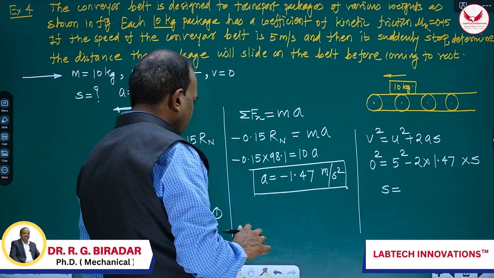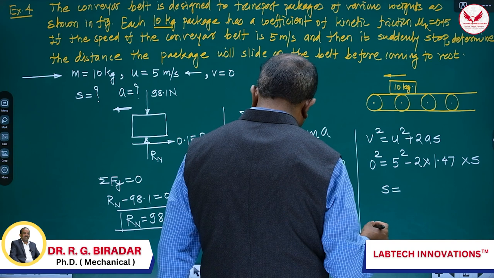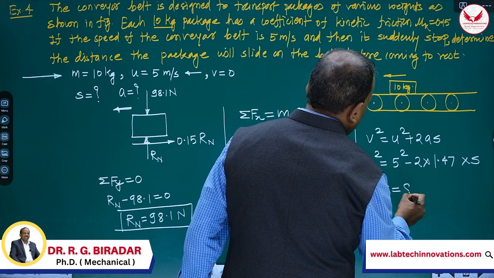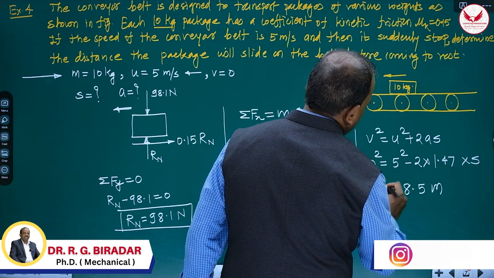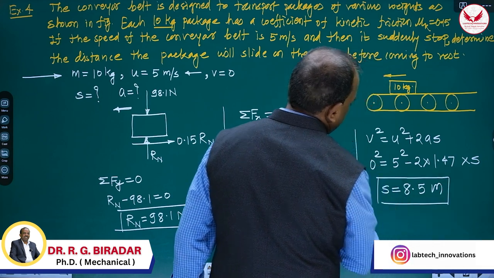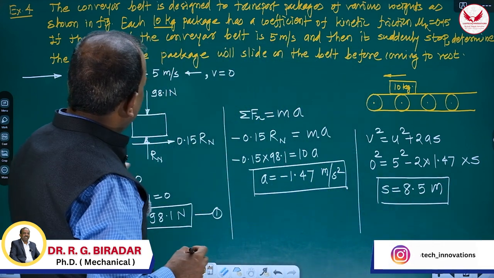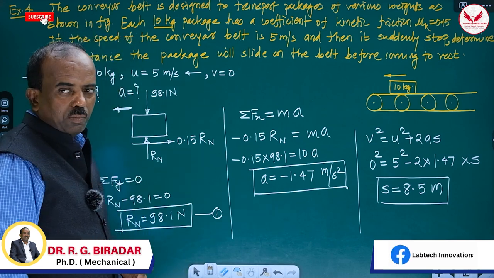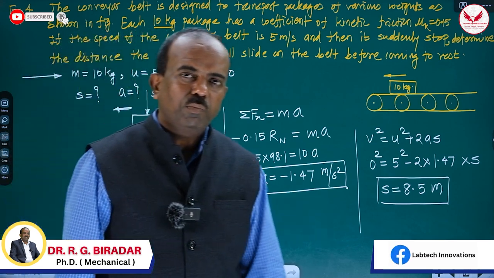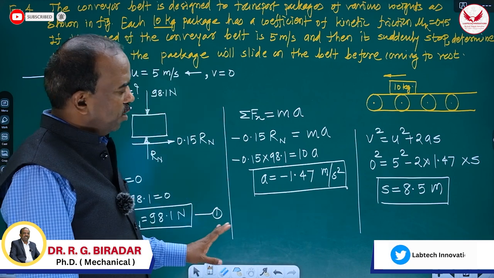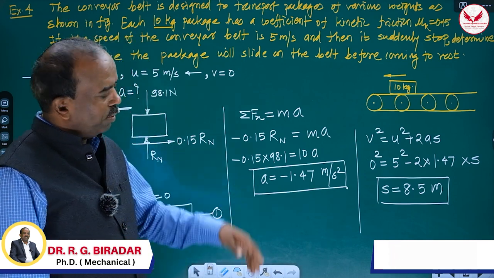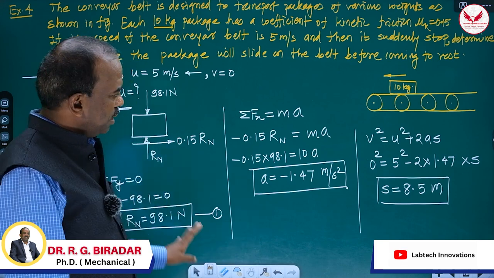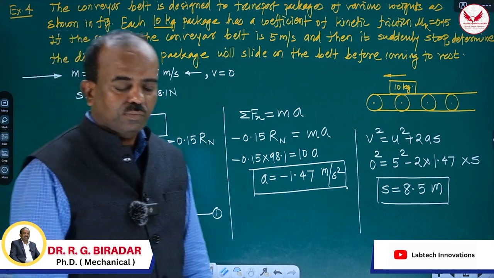S is going to be 8.49, or almost 8.5 meter. This is the distance that the package will slide. So like this, in a very simple way, we can solve the problems of Newton's second law. These are not difficult. In the next video, I'll show the same problem by the work energy principle also, and you will get the same answers. Thank you.